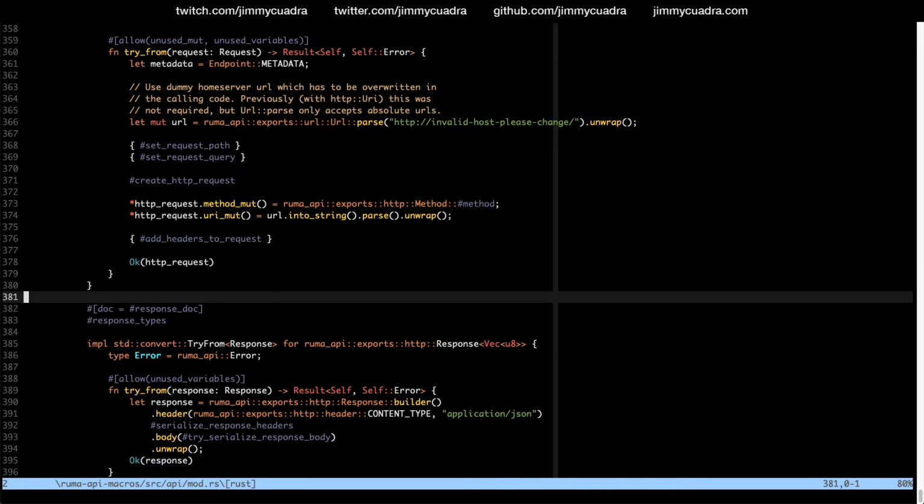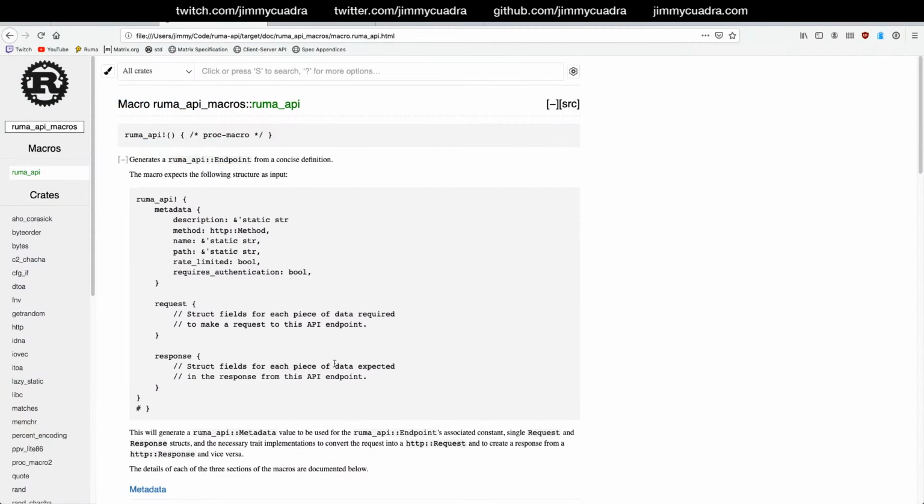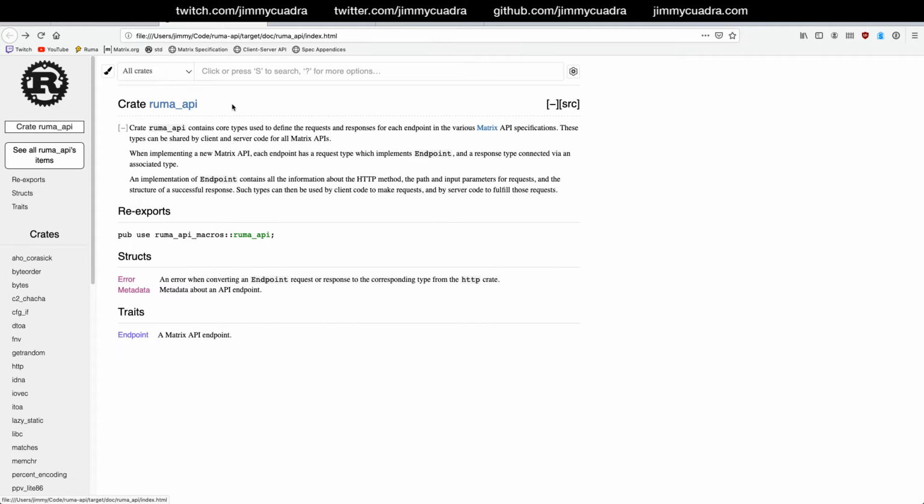So what I'm doing here on this stream today is merging these two libraries into one so that Ruma API macros becomes an implementation detail of Ruma API, and downstream libraries that are depending on Ruma API don't really need to know anything about how Ruma API macros is implemented. All they need to do is import the macro, which is here re-exported, and just call it. So it should be a much better user experience when we're done here.